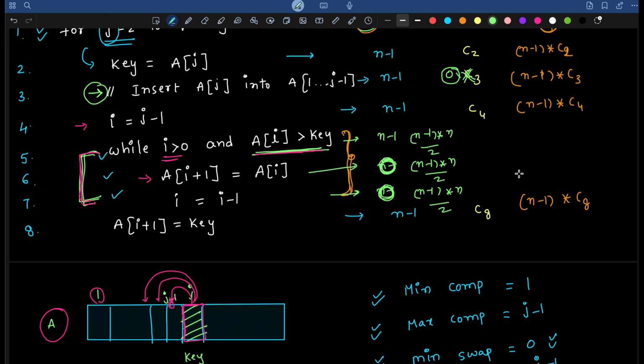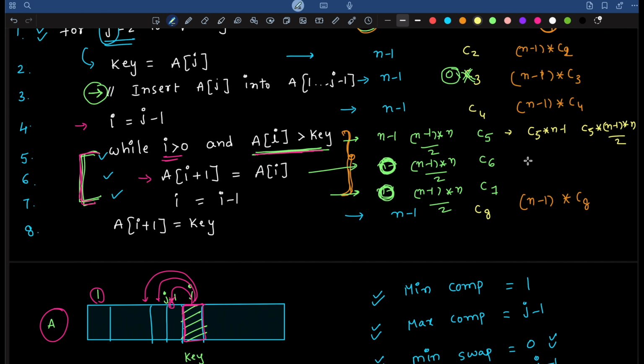And I can say some constant amount of time is required. Let's say this line takes C5 microseconds, this will take C6 microseconds, and this will take C7 microseconds, right? So the total will be C5 into n minus 1 for our minimum comparisons. For maximum comparisons, it will be C5 into n minus 1 into n by 2, right?